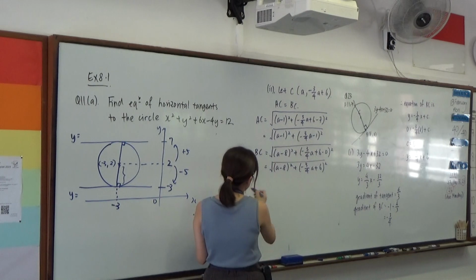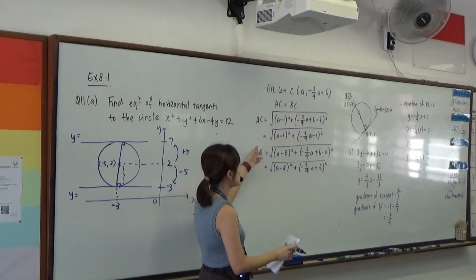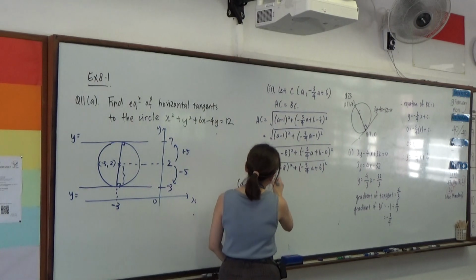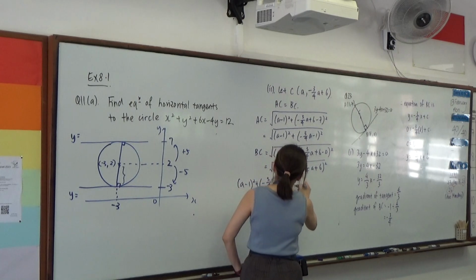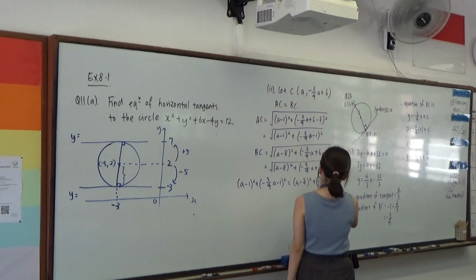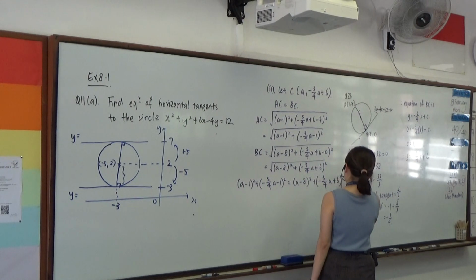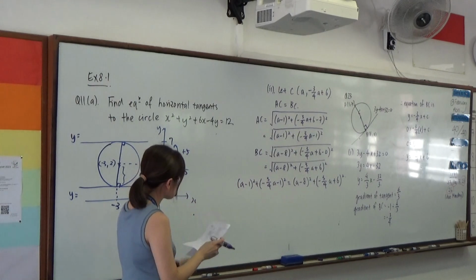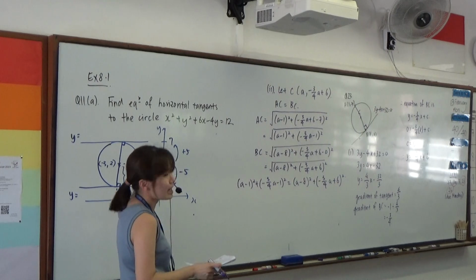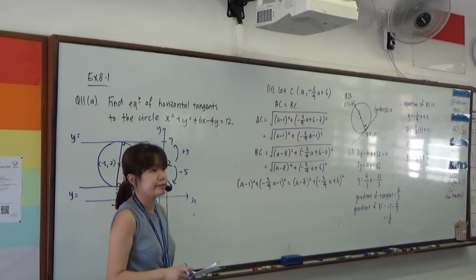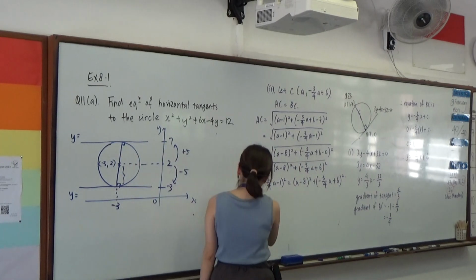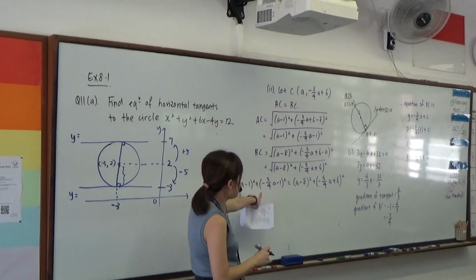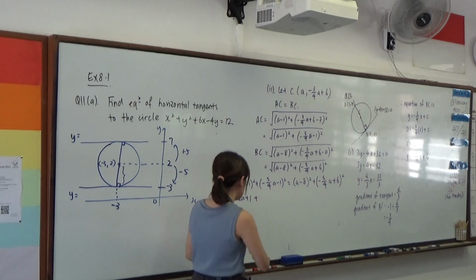Okay, so if AC equals BC, that naturally means that AC square must equal BC square, so I can get rid of the square root. Then at this point, you realize that actually you have no other choice but to expand. Okay, so expand. For this one, the expansion needs to be careful.